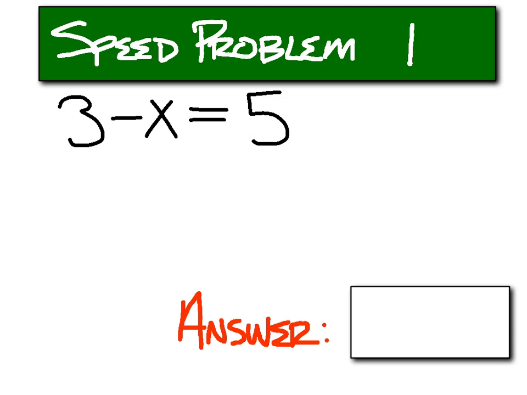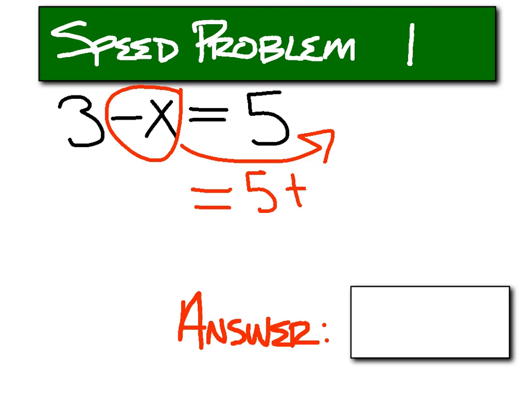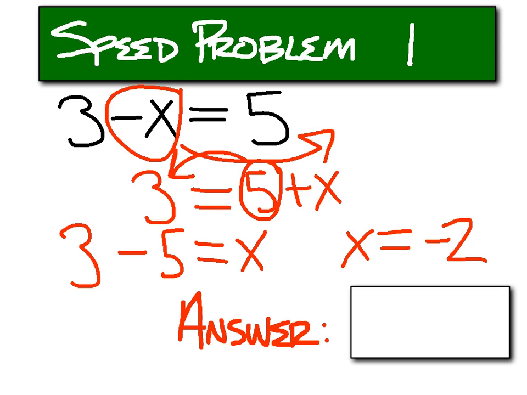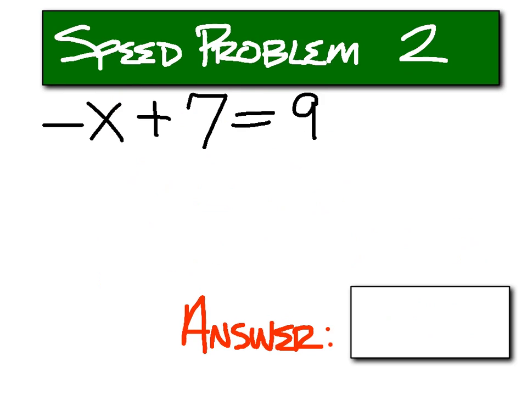Okay, speed problems. Number 1. Okay, so for this one, we have 3 minus x is equal to 5. So we just want to take our x over to the right side first. That'll make our x positive, so we have 5 plus x. Now we just want to take our 5 over to the left side. We want all of our numbers on the same side. So 5 becomes a negative 5 when you bring it over to the left side. So 3 minus 5 is equal to x. So our x is going to equal negative 2. And that'll be our answer.